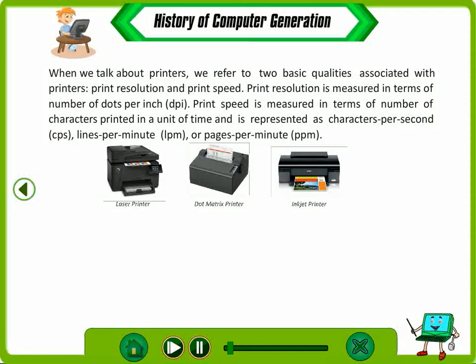When we talk about printers, we refer to two basic qualities associated with printers: print resolution and print speed. Print resolution is measured in terms of number of dots per inch, DPI. Print speed is measured in terms of number of characters printed in a unit of time and represented as characters per second, CPS, lines per minute, LPM, or pages per minute, PPM.